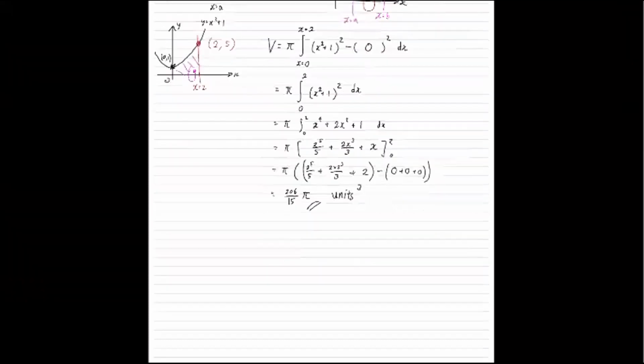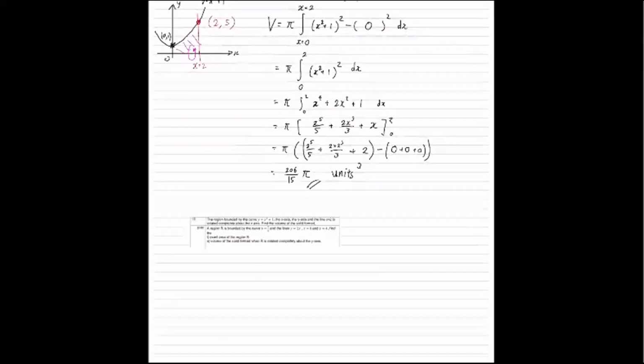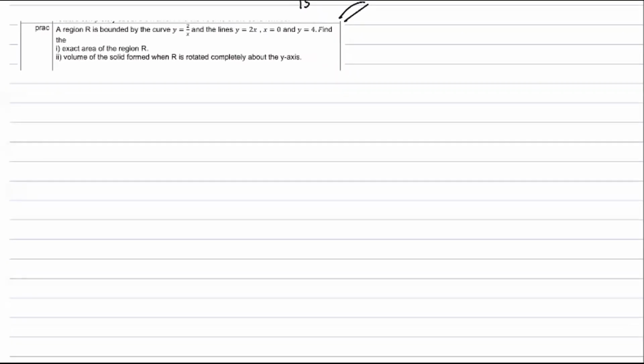Next, practice. Now is the time for you to practice. Try it on your own. Take out a piece of paper and pen and try this on your own. Region R is bounded by the curve y equals 2 over x and the line y equals 2x, x equals 0, and y equals 4. Find the exact area of the region R. That's part 1. And part 2 is the volume of the solid formed when you rotate completely about the y-axis.